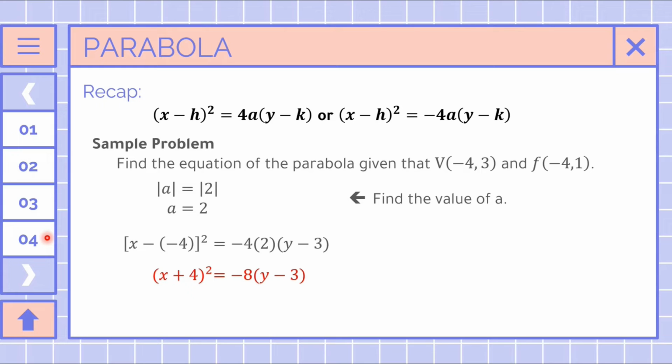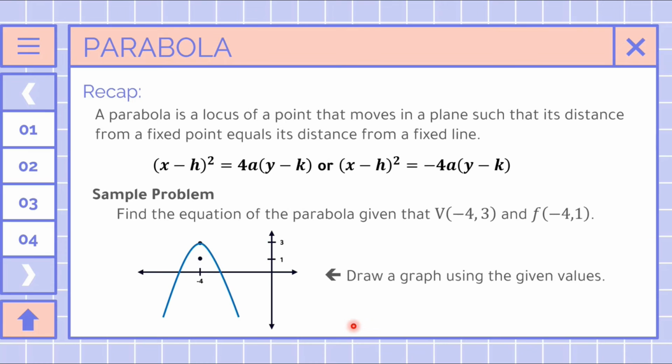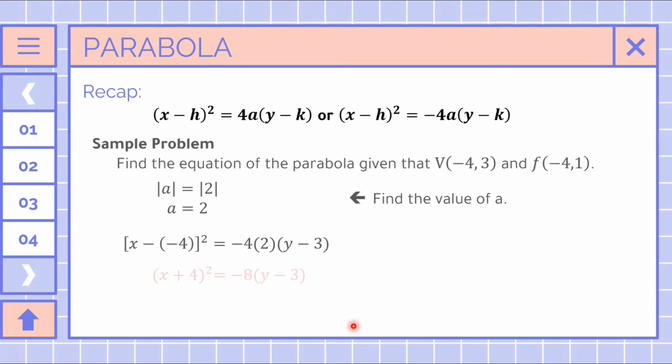Okay? So bakit negative 4 ang ginamit natin? It is because primarily as we've observed in our graph here, the parabola is going downward. So thus, negative yung gagamitin natin. Okay? So there. After when we try to simplify the equation, we'll have x plus 4 squared is equals to negative 8 times the quantity y minus 3. And that is the standard equation for the given parabola on our problem.